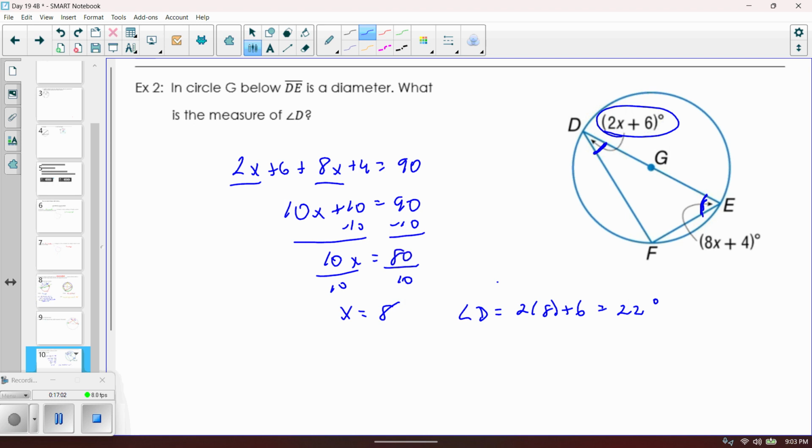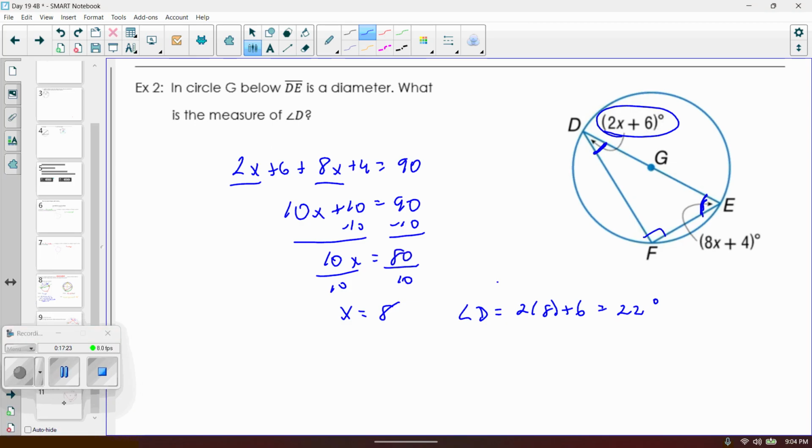Technically, we could find out what angle E is as well. We could either plug 8 into that one and figure that out, or since we already know that this piece right here is a right angle, that's 90 degrees, we could do 90 plus the 22 and then subtract that from 180 to get the missing angle. It didn't ask us to do that, but we could do it if we needed to.